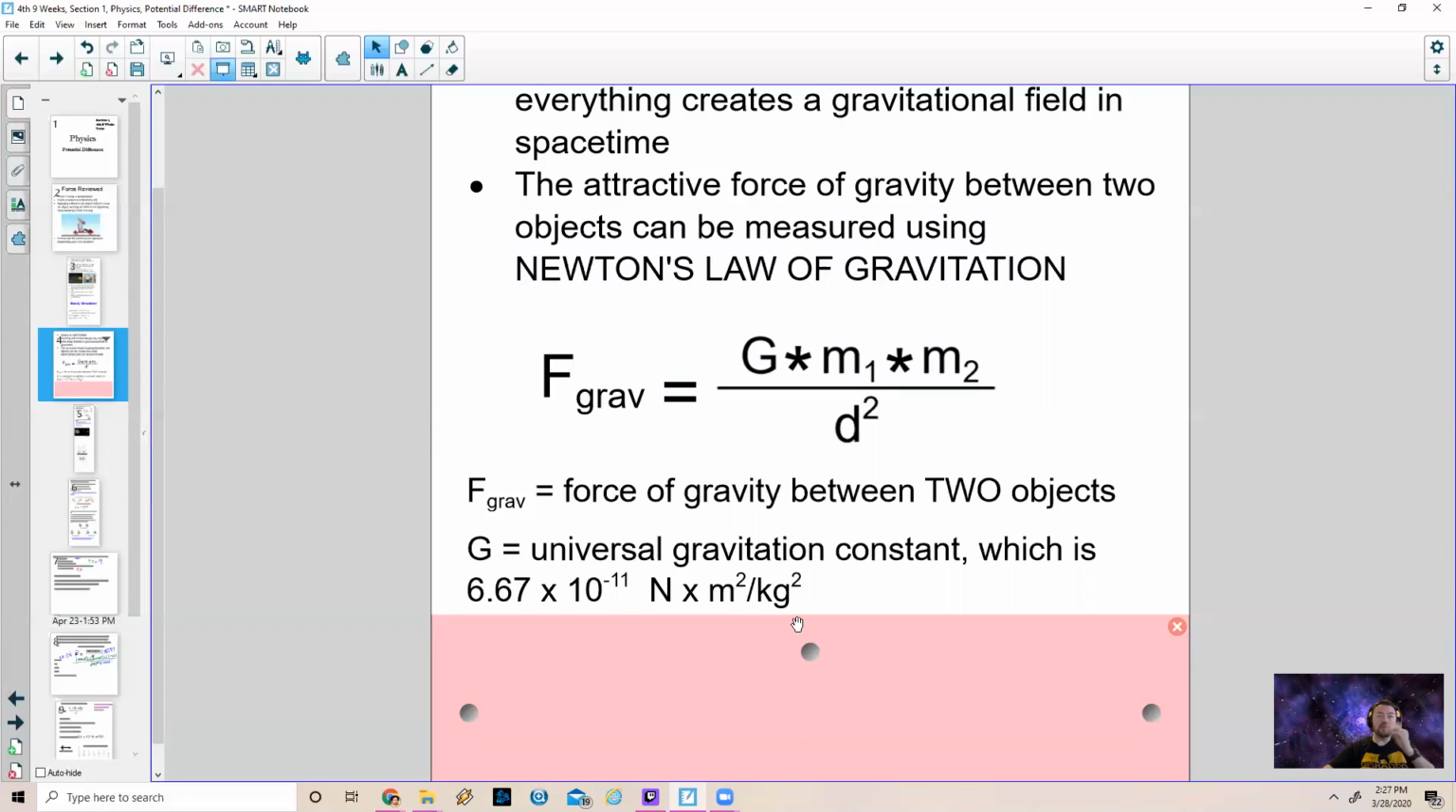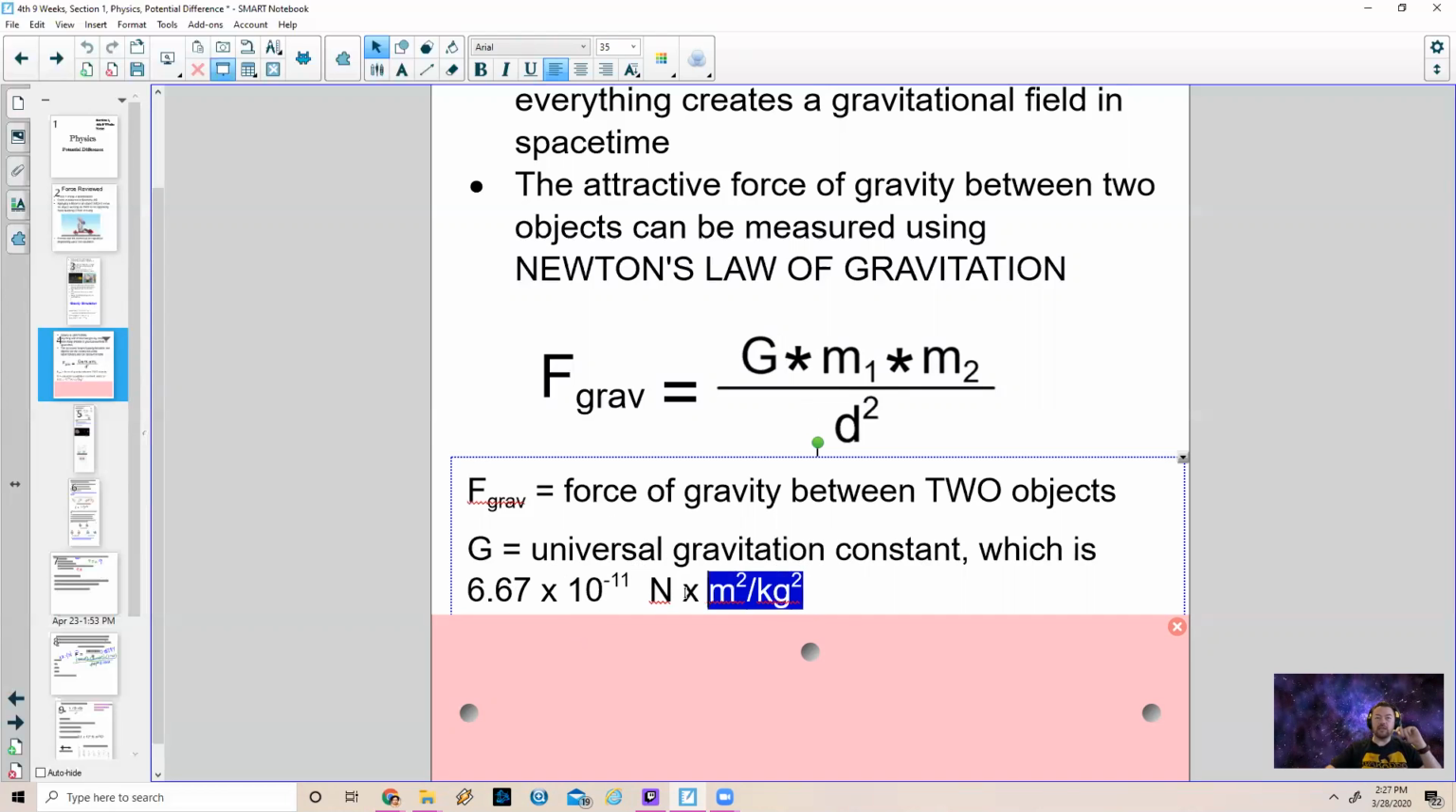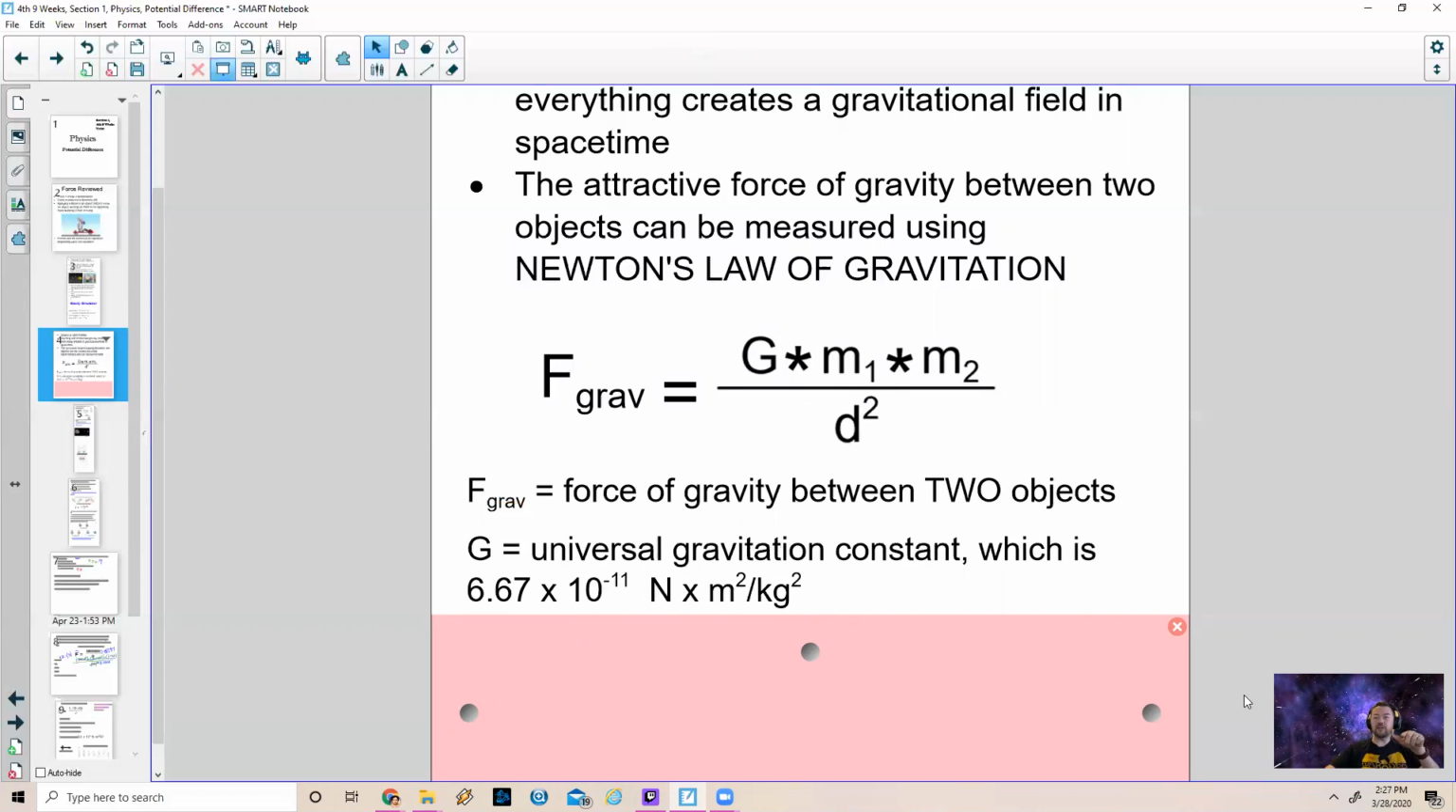Well, to use Newton's law of gravitation, we had to have a constant, because if not, then things don't make sense. And we know that the constant, which is G, is 6.67 times 10 to the minus 11 newtons times meters squared divided by kilograms squared. Now, in chemistry, we've covered units like this and their purpose. I think we've covered this before.